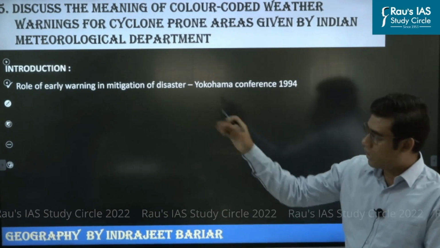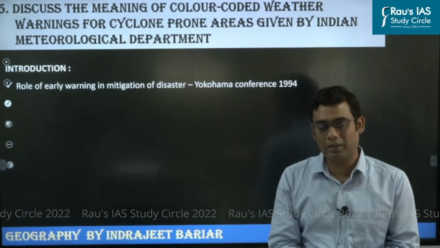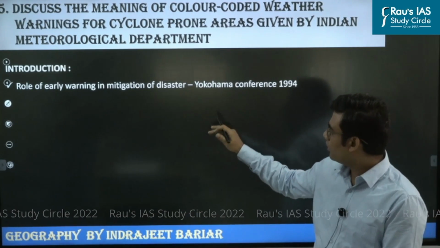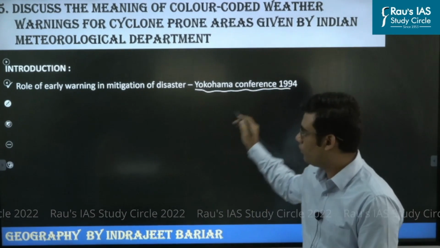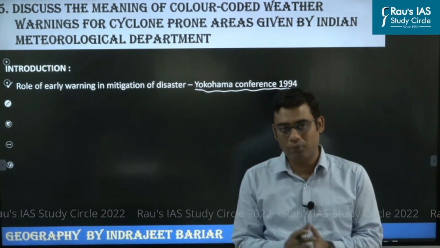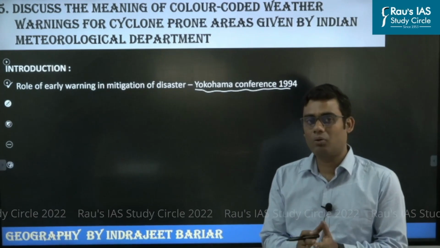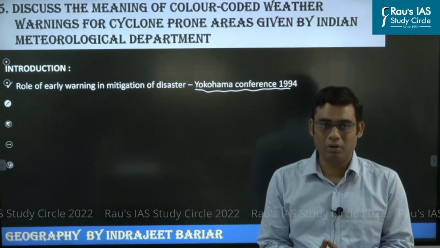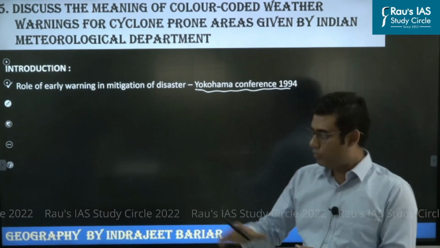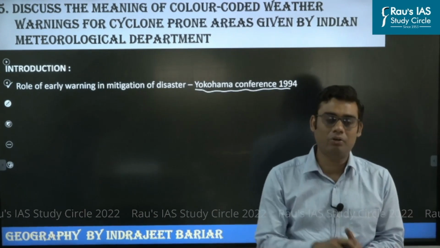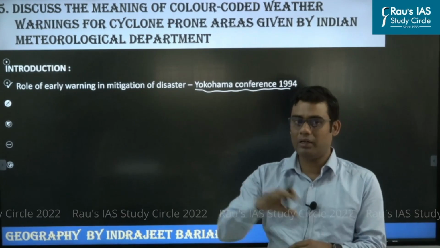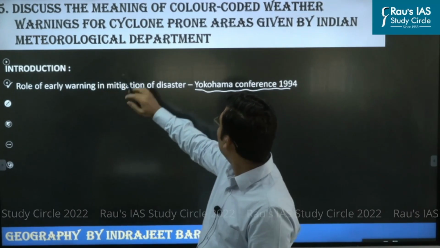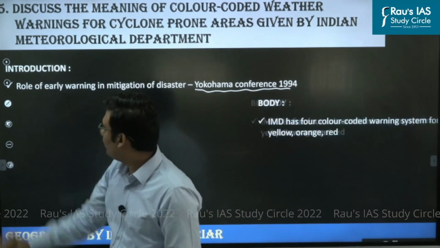And hence, to start the answer and to provide that particular linkage, which was probably the demand of the question, in the introduction we'll start with giving the idea of the Yokohama Conference 1994. This Yokohama Conference 1994 particularly identified the role of early warning in the mitigation of the impacts of disaster. So we will be writing this particular idea in the introduction itself, and here we are linking it somewhere to disaster management. From here, when we move on to the body part of the answer, straightforwardly, we would be catering to the demand of the question.